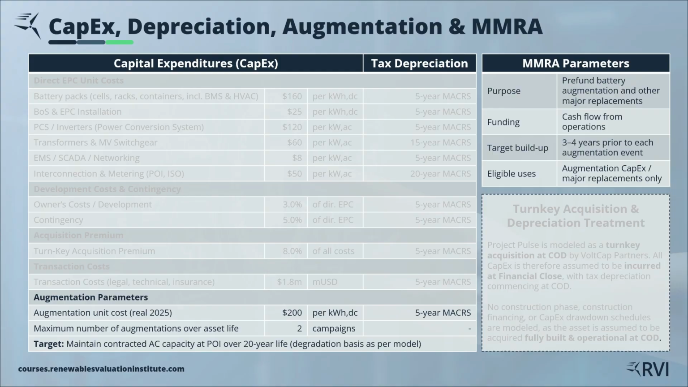And on the right, the Major Maintenance Reserve Account parameters tell us how the reserve works. Purpose is to pre-fund battery augmentations, funding comes from cash flow from operations, and the target build-up is around 3 to 4 years before each augmentation event, depending on the size of that augmentation.